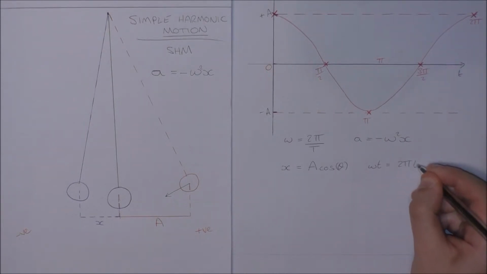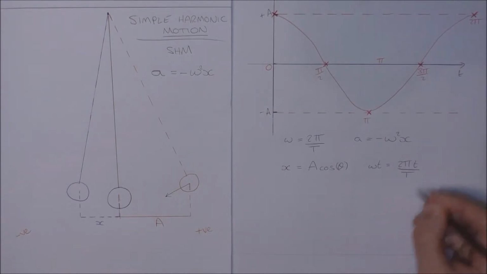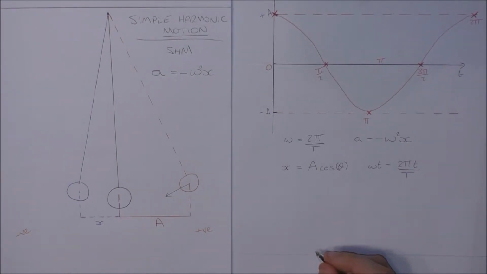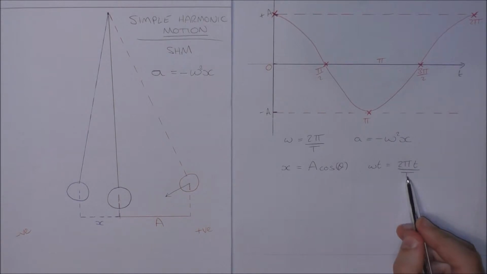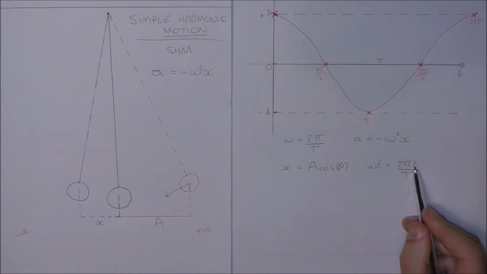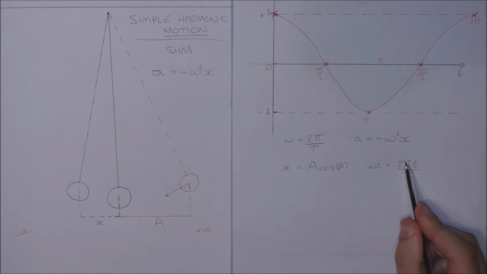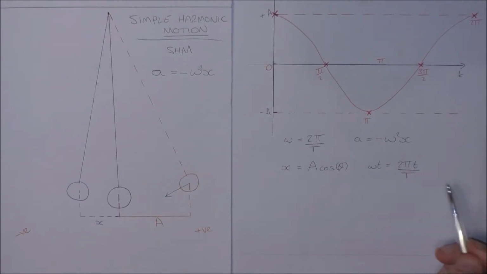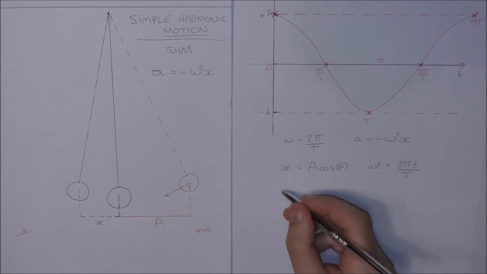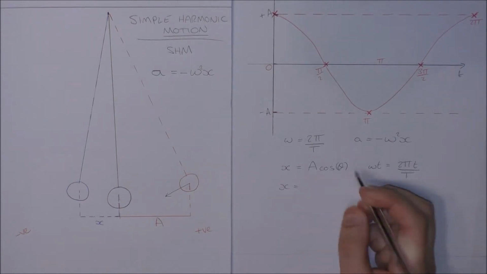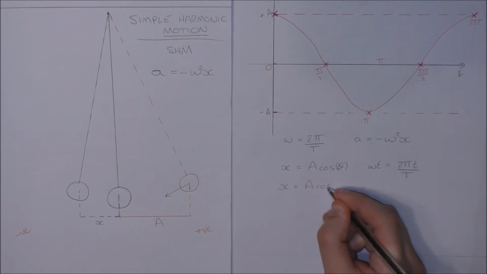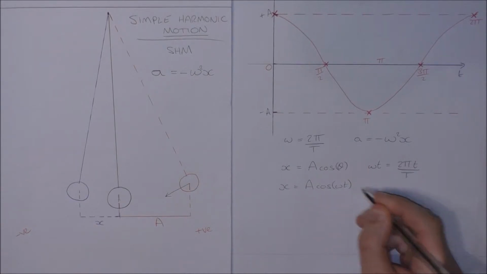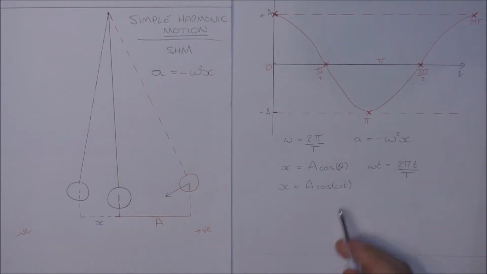I can say that omega t equals 2 pi little t over big T. Now, these dimensions of time cancel out and they leave me with just an angle. Remember, omega was the amount of angle in a given time. So I can say that x is equal to A cos omega t. And I'm absolutely fine to say that because that is an angle.